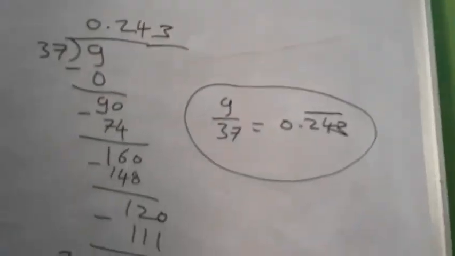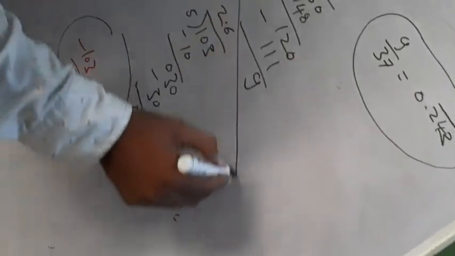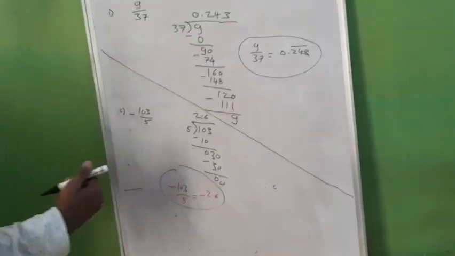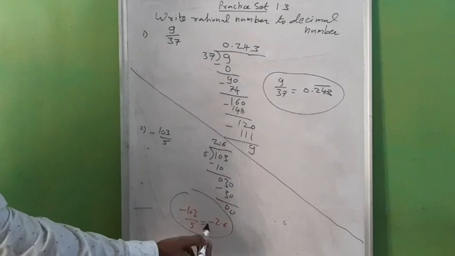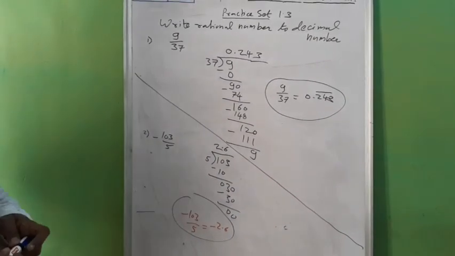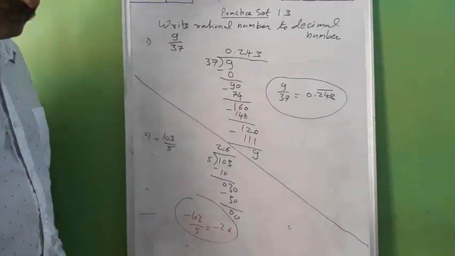See, here this answer and this answer, what will you compare? This part, this part. These are recurring decimal answers, these are terminating decimal answers. This way, we can convert a rational number to decimal number form.